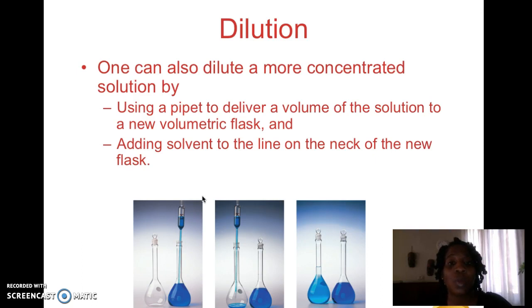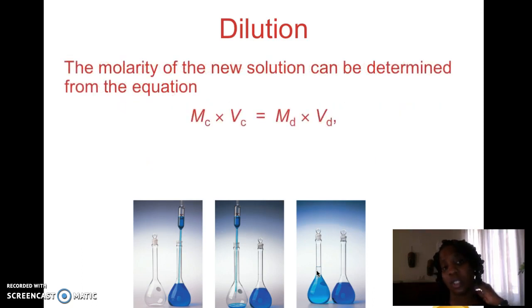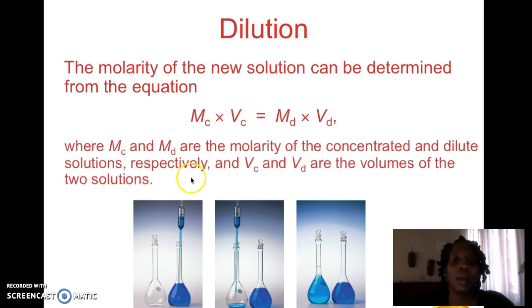You can also start with a more concentrated solution and deliver a specific volume of the more concentrated solution to a new volumetric flask and then dilute that volume to the final desired volume so that you can have lower molarity. The molarity of the new solution can be determined by using M1V1 equals M2V2, okay, or here they're representing C as the more concentrated and D as the more dilute, so MCVC equals MDVD, okay.